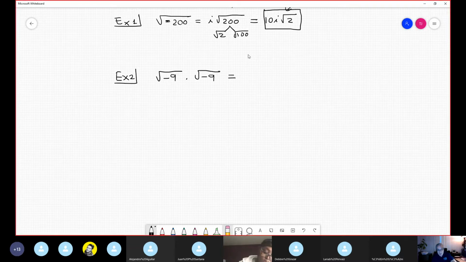So, the professor explained to me that when you have a negative number inside the square root, the answer is imaginary. It's the square root of 9, which is 3, and this is exactly the same, 3.